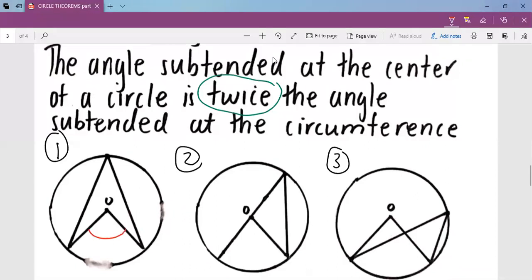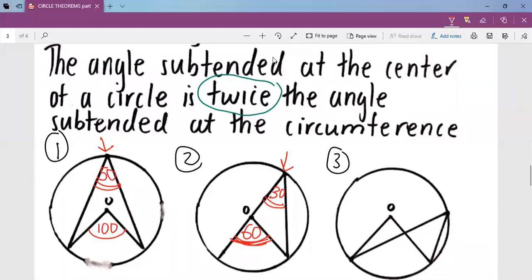If I make number 1 to be 100 degrees, because this 100 degrees is at the center, it means here at the circumference, it will always be 50. Why? Because the angle at the center must be 2 times bigger than the angle at the circumference. So look at number 2. If I make the angle at the circumference 30, the law says the angle at the center should be 2 times bigger. So the angle at the center should be 60.